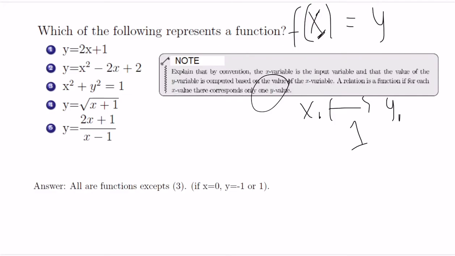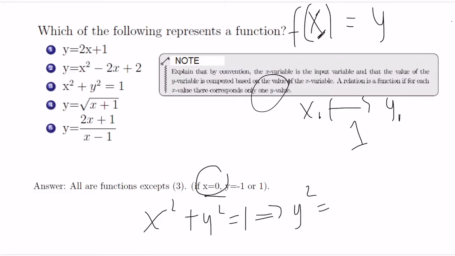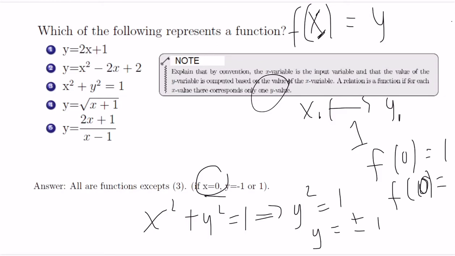Why? Because if you substitute x equals 0 into x squared plus y squared equals 1, if x is 0, then we have y squared equals 1. Taking the square root of both sides of the equation, we have plus and minus 1. Take note, f of 0 will be mapped to 1. F of 0 is also mapped to -1.